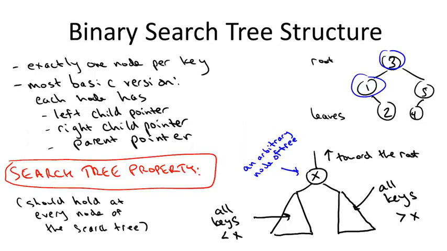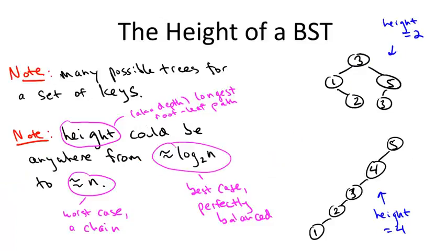So let's just quickly recap what is the basic search tree property. It should be the case that at every single node of your search tree, if you go to the left, you only see keys that are smaller than where you started, and if you go to the right, you only see keys that are bigger than where you started. And a really important observation, which is that given a set of keys, there are going to be lots and lots of different legitimate, valid binary search trees with those keys.